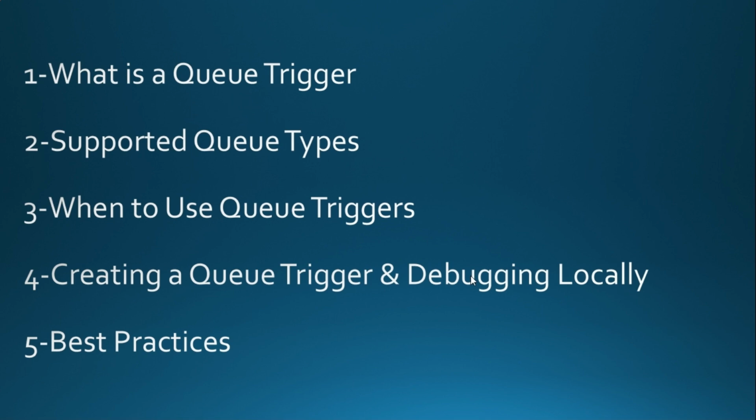So we will be creating inbound and outbound queue triggers, and we will debug locally, and we'll see the different aspects of security and debugging. Also we will see what are the best practices when we are going to use queue triggers. Let's get started. So first we'll go with the theory, and then we'll go with the practical example.